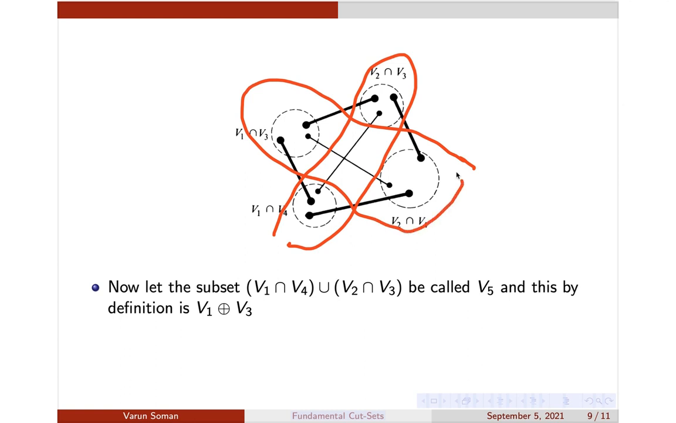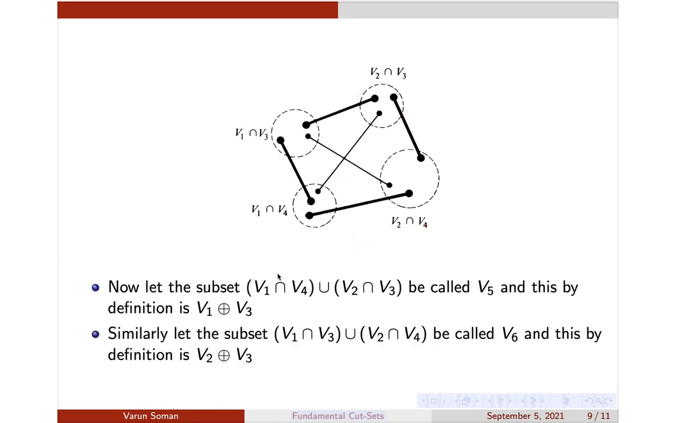You can see that when you remove the ring sum edges, that is these edges, the graph will be disconnected into these two components. So removal of the ring sum disconnects the graph into V5 and V6. That is how we are going to end the proof. I hope it is clear, and it is clear how we have written these portions here.